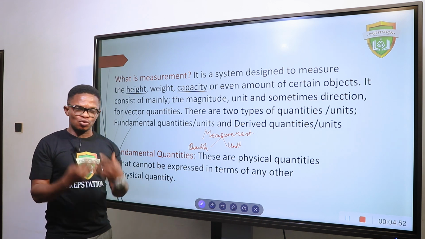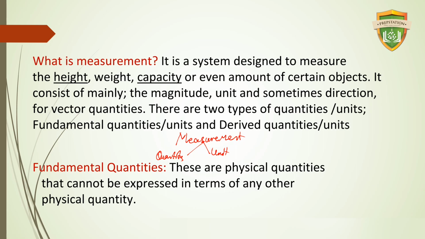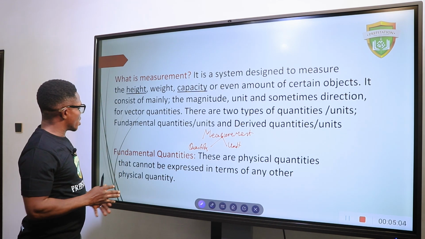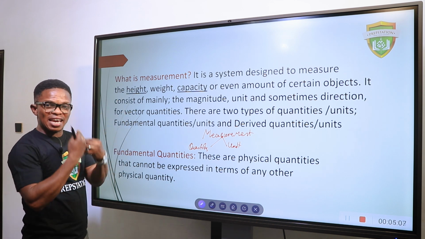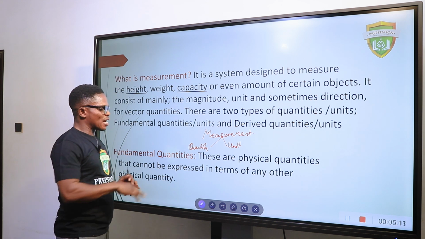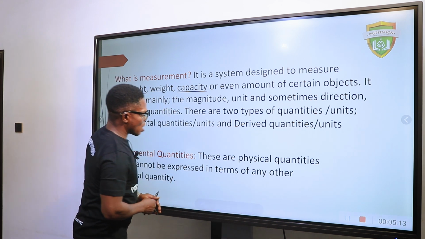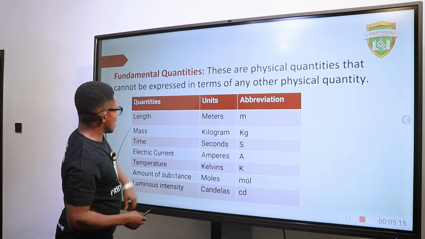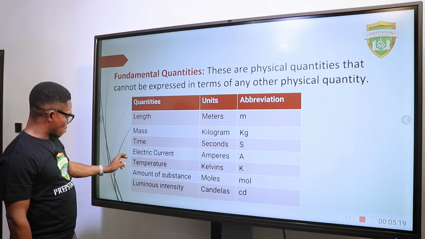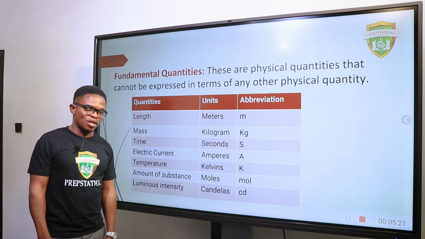Now, how do you define this? These are physical quantities that cannot be expressed in terms of any other physical quantities. In other words, they are the basis. You cannot derive them. They are independent. They are standard values. They are just basic. I'm going to be showing you the examples, and there are how many in number? 1, 2, 3, 4, 5, 6, 7. There are 7 in number.